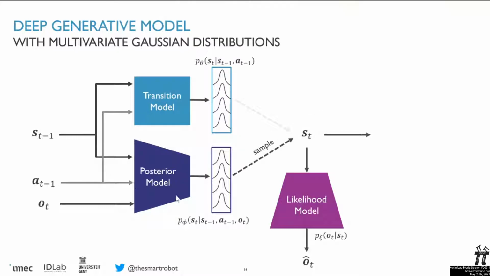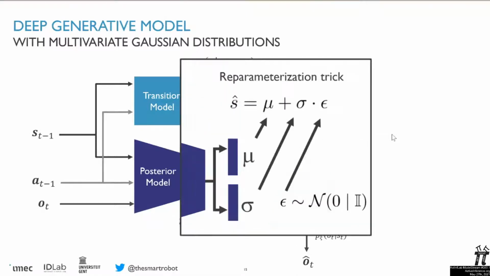And so the posterior model gets also as input the state and the action from the previous time step, but also, in addition, the current observation. And it also does a prediction on the current time step. And after sampling, you basically have the likelihood model that can then generate a prediction of the outcome. And then this state is put to the next time step, and the story repeats.